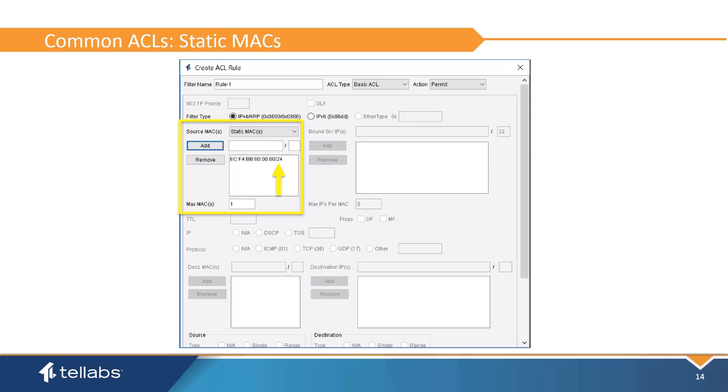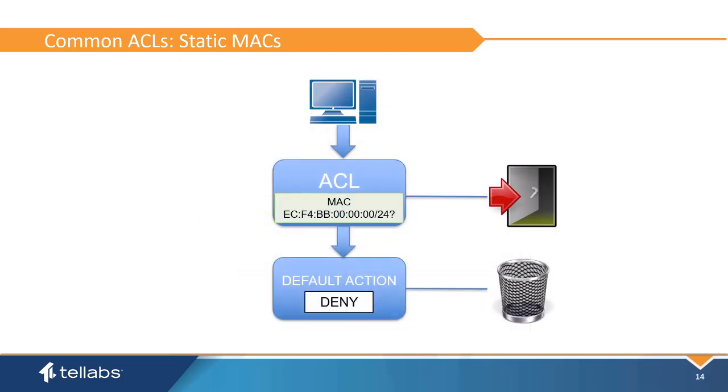The /24 indicates only the first 24 bits must match. The first 24 bits of a MAC address are called the Organizational Unique Identifier and typically indicate the manufacturer of a given device, such as Dell. Typically, both sticky MAC and static MAC filters are applied to a default deny VLAN.